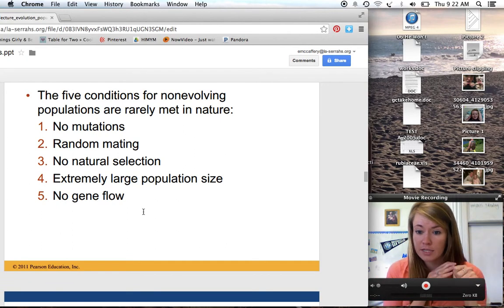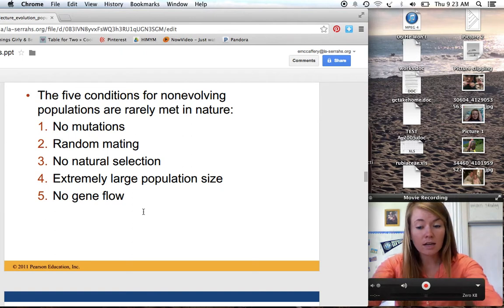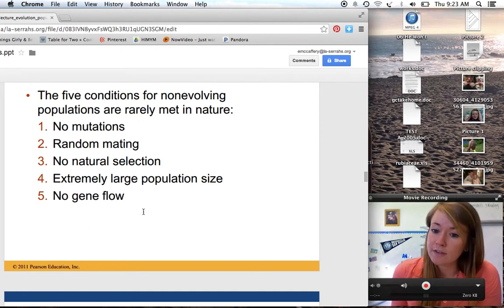No mutations, because mutations add new alleles into a population, and we don't want that. Remember, we want our allelic frequencies to stay the same. Random mating. That means when I reach my hand into that jar of alleles, I can't look ahead of time, because if I do, or if I'm saying, oh, I just want red, or I just want white, then it's going to mess up the frequencies. But if it's completely random, then it will maintain the same allelic frequencies. No natural selection, so that means that all phenotypes and all genotypes must be equally fit and likely to survive and pass on their genes.